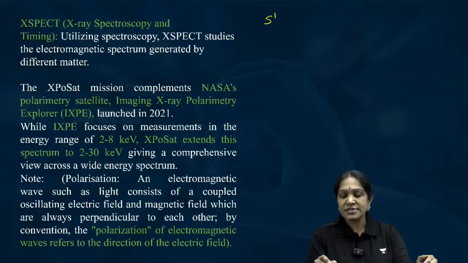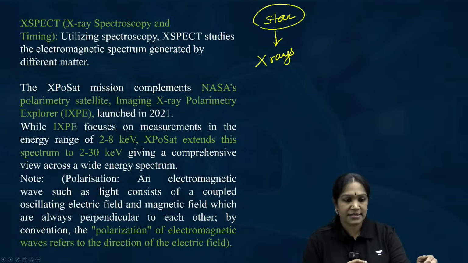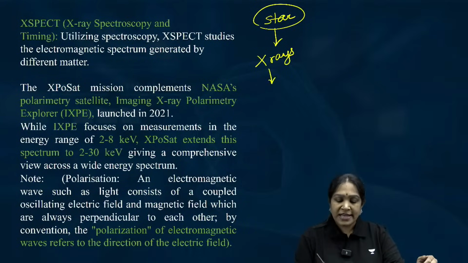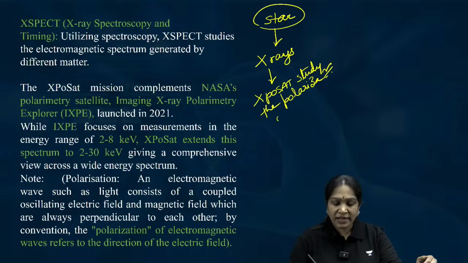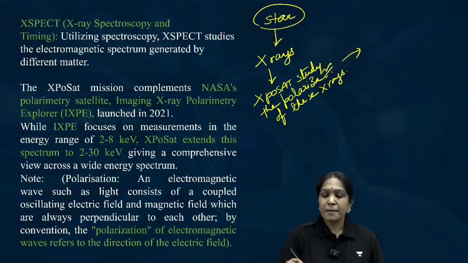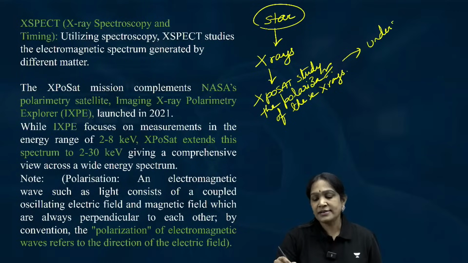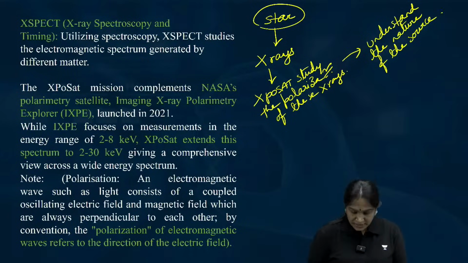Let us suppose there is a star. This star is releasing X-rays. XPoSat will study the polarization of these X-rays. By studying the polarization of the X-rays, it will understand the nature of the source.